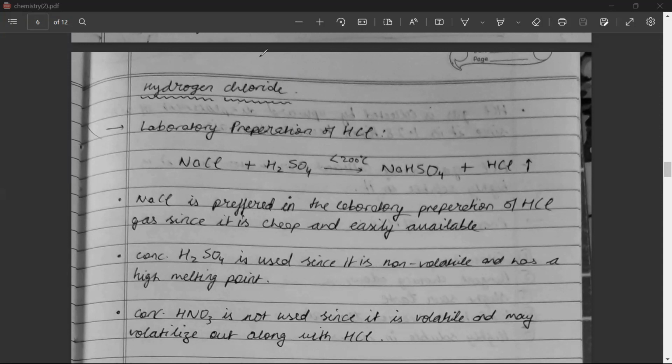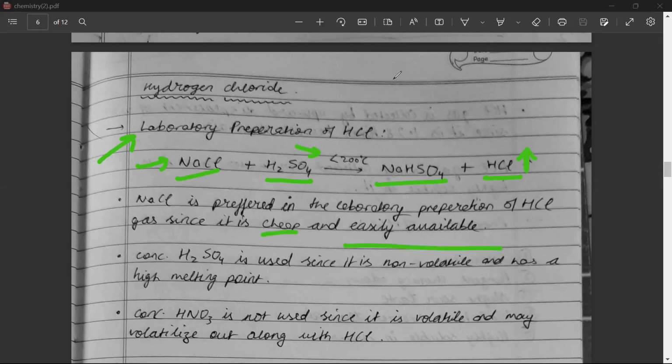So let's start. The laboratory preparation of HCl, please note down this reaction. It's NaCl plus H2SO4, and the reaction temperature is below 200 degrees Celsius instead of above it, and the products are sodium bisulfate plus HCl gas. This upward arrow represents gas and the downward arrow represents precipitate, but it doesn't have to do anything with this reaction. NaCl is preferred in laboratory preparation of HCl gas since it is cheap and easily available.